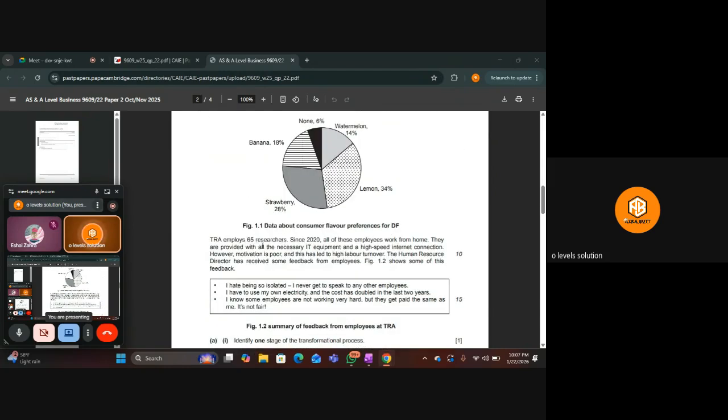So TRA employs 65 researchers. Wow, since 2020. All of these employees work from home, and they are provided with all the necessary IT equipment and a high-speed internet connection. However, motivation is poor, and this has led to high labor turnover. And the human resource director has received some feedback from employees. For example, figure 1.2 shows some of this feedback. Okay, so this is the feedback.